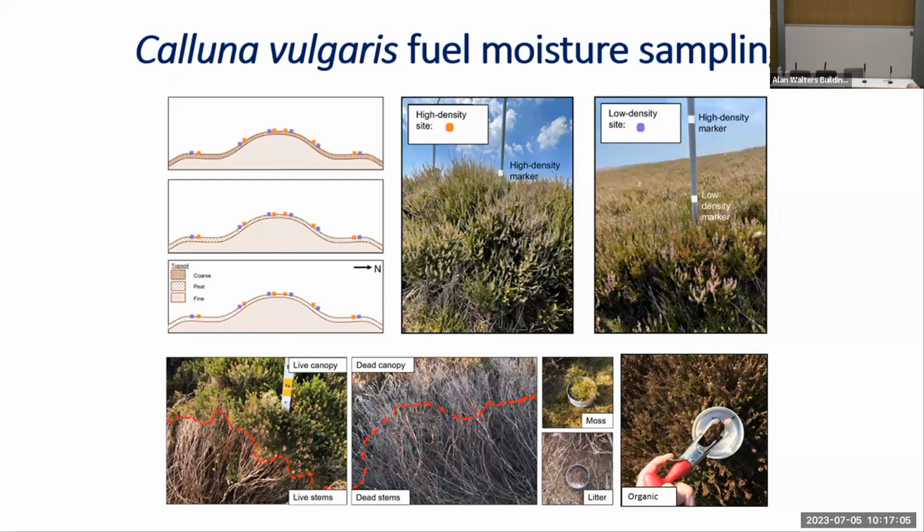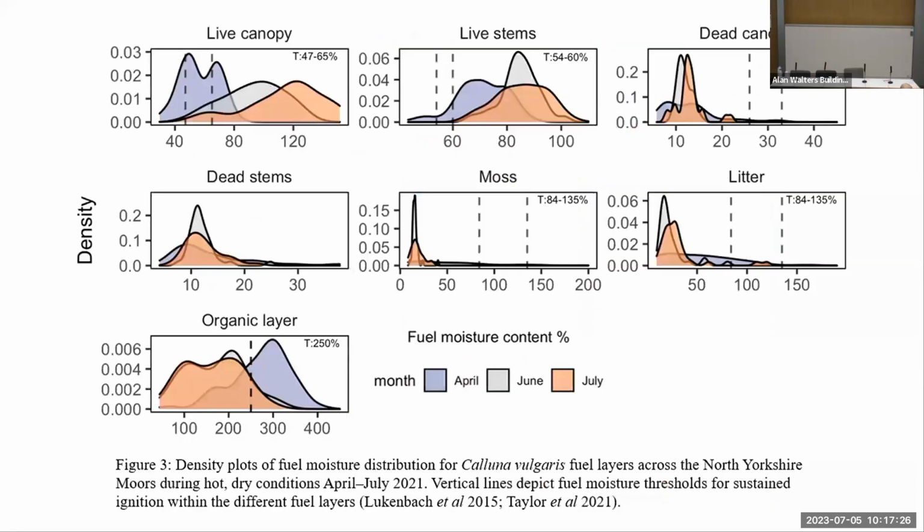And we looked at fuel moisture across 7 fuel components, being the live and dead canopy and stem material of the heather plants, the surface moss and litter, and the underlying organic material. We did this for conditions of high fire weather risk in the fire season of 2021. And we observed quite significant variation in fuel moisture across the landscape, across all of the fuel layers we investigated.